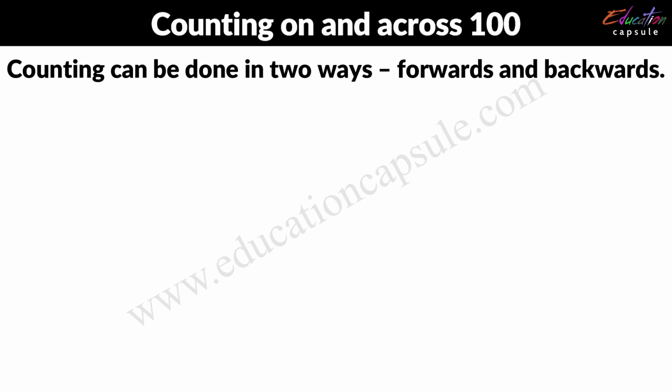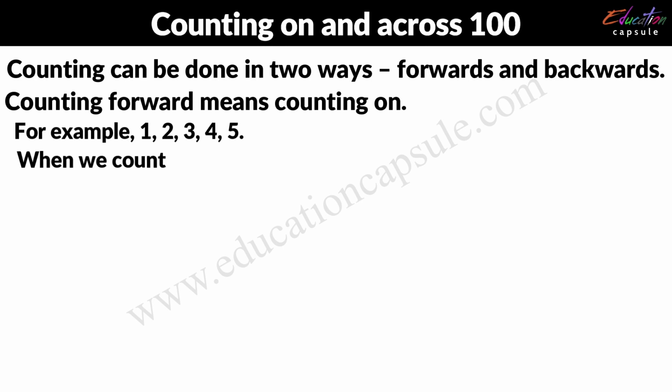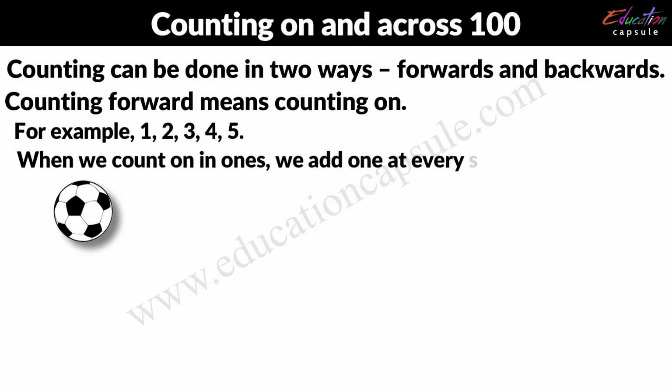Counting can be done in two ways, forwards or backwards. Counting forward means counting on. For example, 1, 2, 3, 4, 5. When we count on in ones, we add 1 at every step.